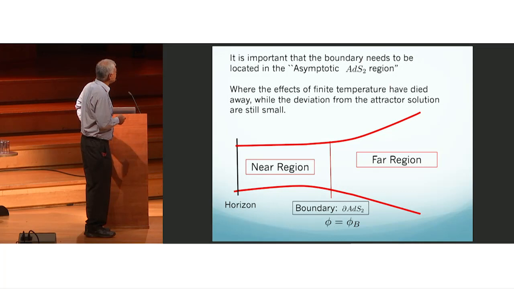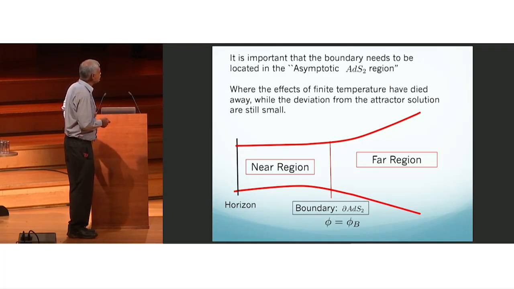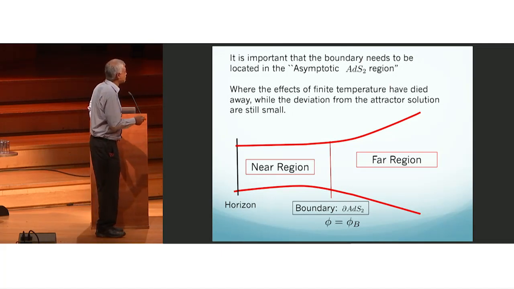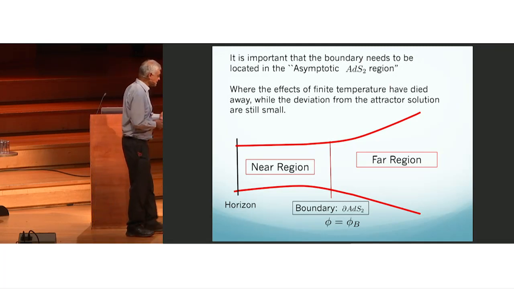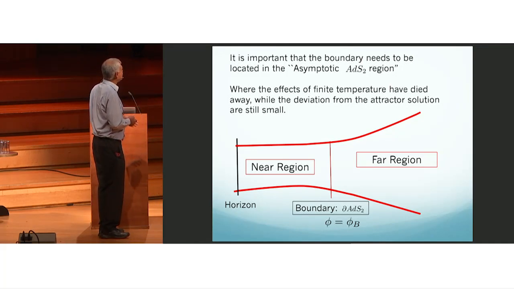If you go sufficiently far from the horizon, the effects of temperature, for example, die out in a near extremal black hole. But you don't want to go very far away in locating the boundary of the AdS2 region, because then corrections from the AdS2 kick in, because the geometry ultimately glues into a geometry that is, say, asymptotically flat or asymptotically AdS. Those corrections are characterized by a scale usually related to J.